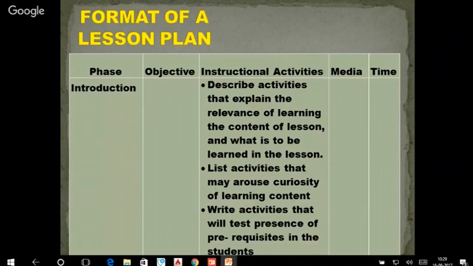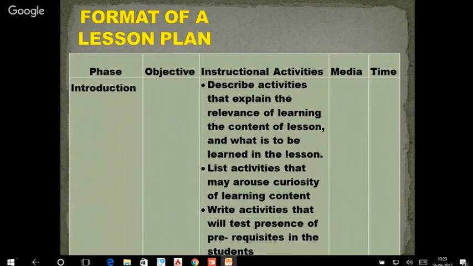List activities that may arouse the curiosity of learning the content, or you can write activities that will test the presence of prerequisites. And then if you require any media, you can give its reference, say a chart or a PPT, and so on. And how much time you require for introducing your lecture. That is, out of a 55 minute or 1 hour lecture, you have to give an approximate time.